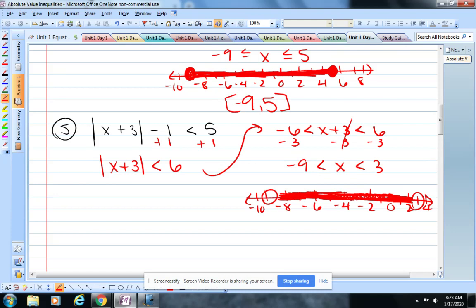All right, so left boundary. Parentheses or bracket? Parentheses, negative 9, comma, right boundary. 3 with a parentheses. Good job.